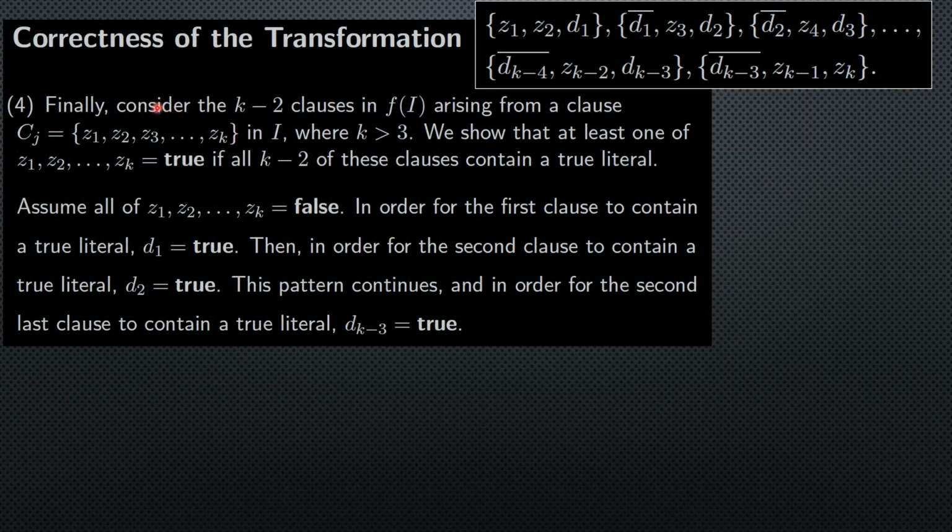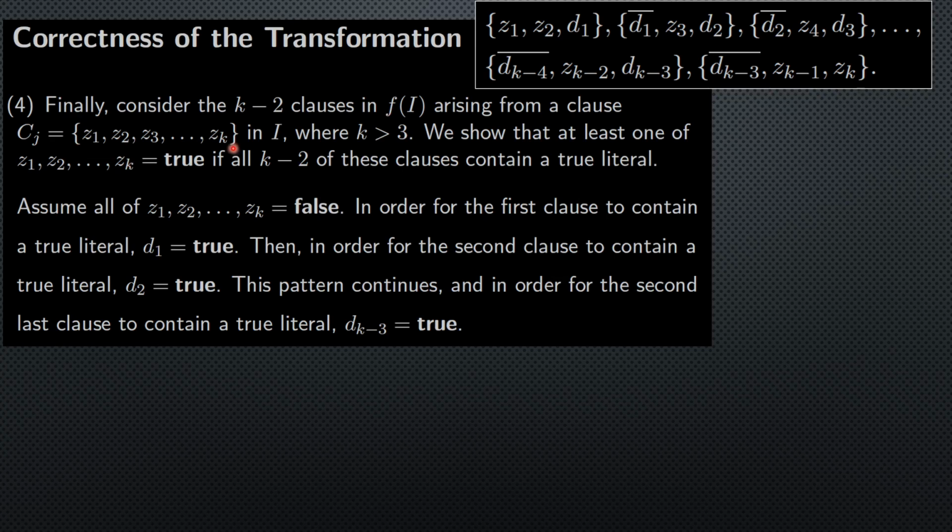Suppose, case 4, that the clause C in the SAT instance is a large clause with at least 4 literals. So it has k literals, at least 4. And of course, we transformed it into k minus 2 clauses that have 3 literals each of this form, right? Okay, so if all of these clauses are satisfied because this is a yes instance of 3SAT, let's prove that the clause Z1 up to Zk must be satisfied.